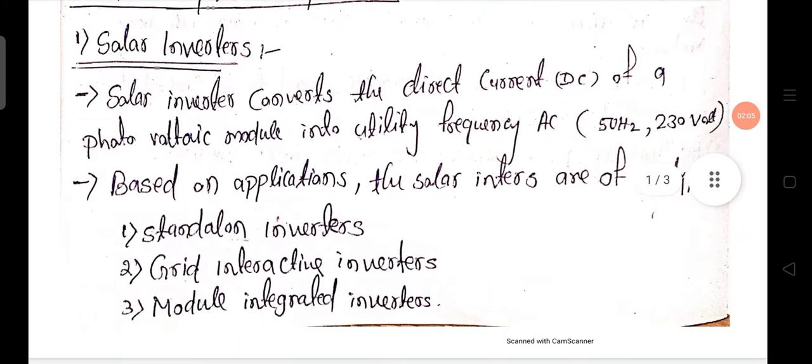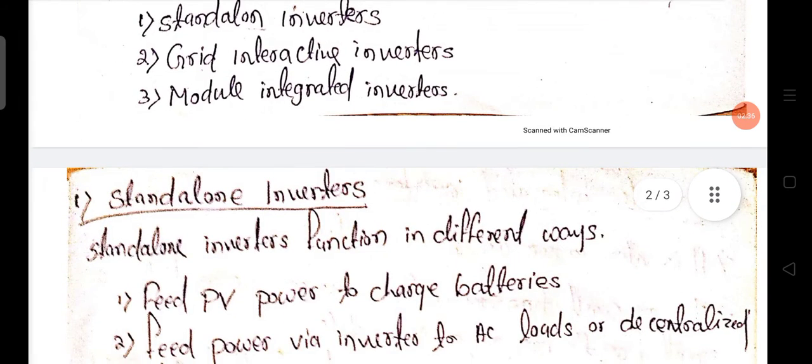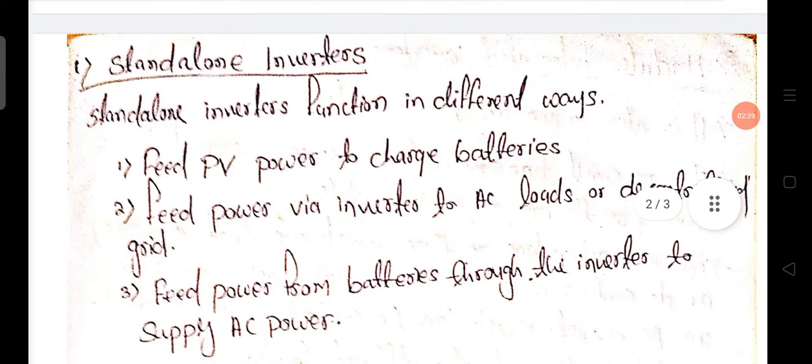Now, based on application, solar inverters are of three types. One is standalone inverters, second is grid interactive inverters, third is module integrated inverters. These three types of inverter are there for application. Now let us discuss one by one. The first one is the standalone inverter.